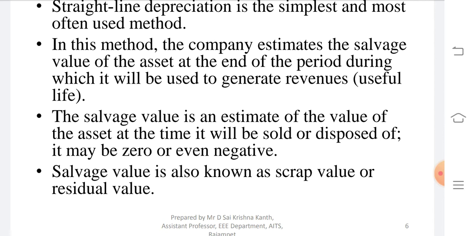Salvage value is also known as scrap value or residual value. Salvage value is an estimate of the value of the asset at the time it will be disposed of, and it may be zero or even negative.